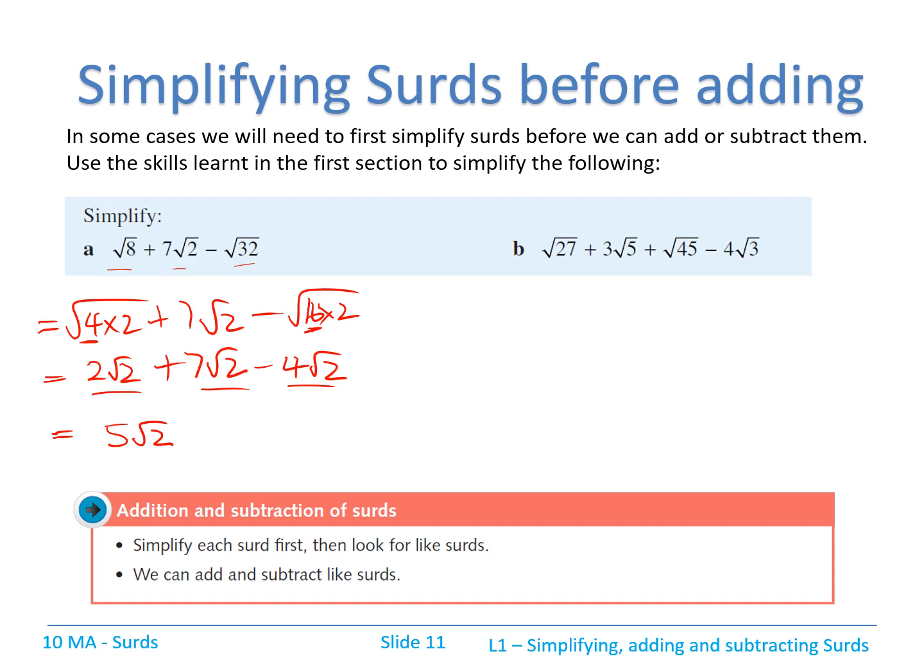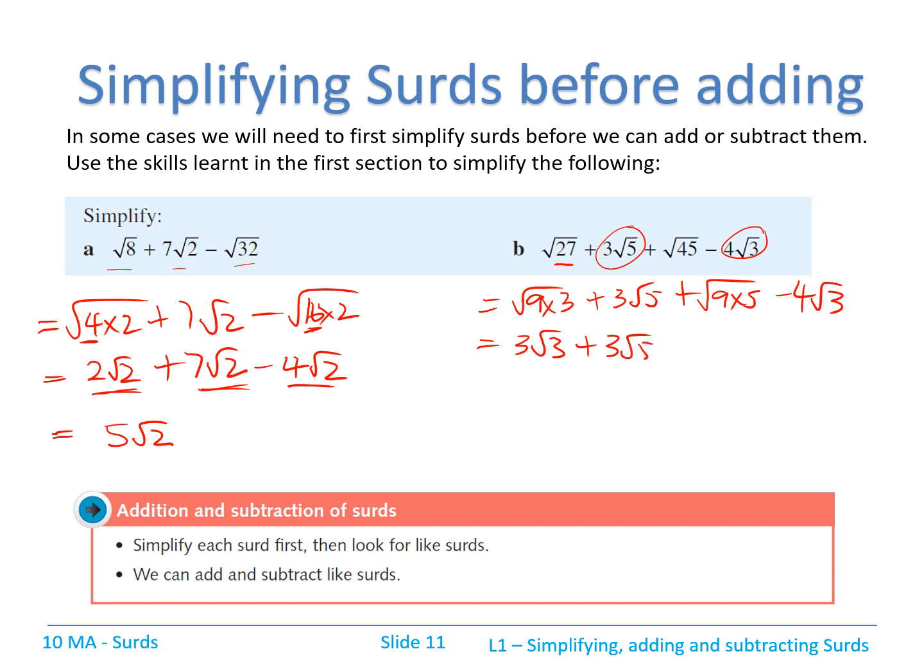Okay, you won't always have the same surds when you add and subtract. Here you can see we've got a mix. I've got 3 root 5 and 4 root 3. So just have a look and see what you can simplify. So here, that is root 9 times 3, plus 3 root 5, plus root 9 times 5, minus 4 root 3. The square root of 9 is 3, so I get 3 root 3 plus 3 root 5. The square root of 9 is 3 again, so I get 3 root 5. And then here I've got minus 4 root 3.